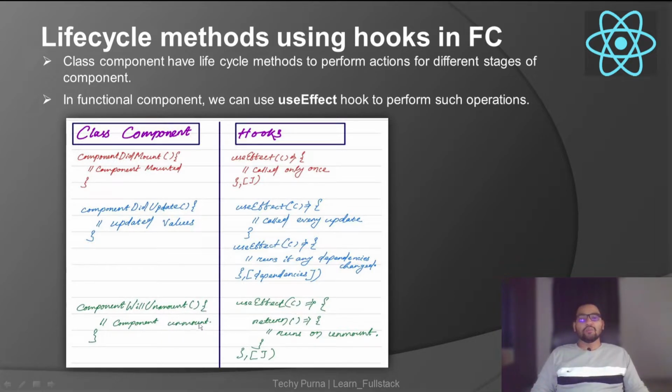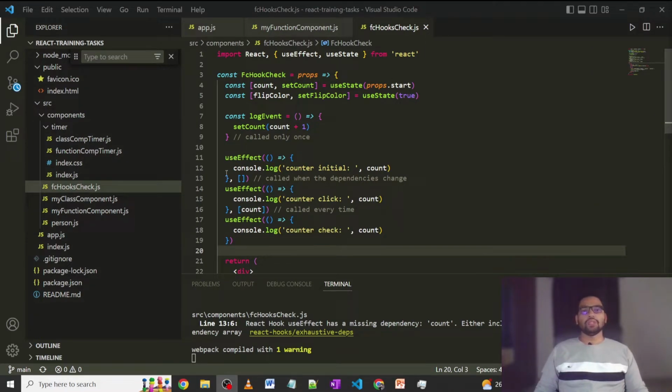And the third one is componentWillUnmount. It is called when the component is unmounted. It is similar to the first one, by passing a blank array in the second argument. Here also we are passing the blank array, but it has an additional return statement inside it, a return function, an anonymous function that you can see. This will be called on unmount, the component unmount.